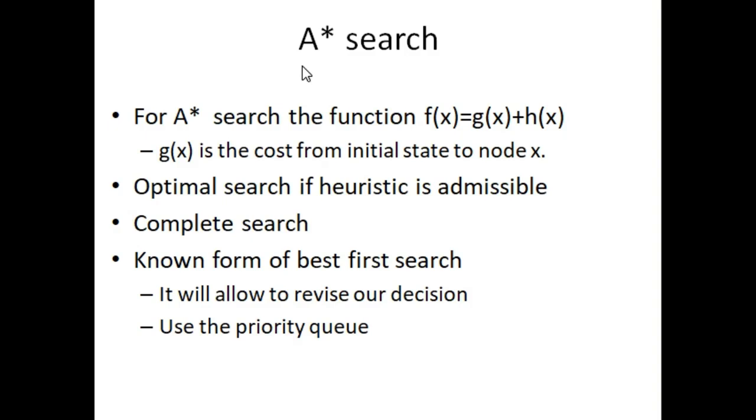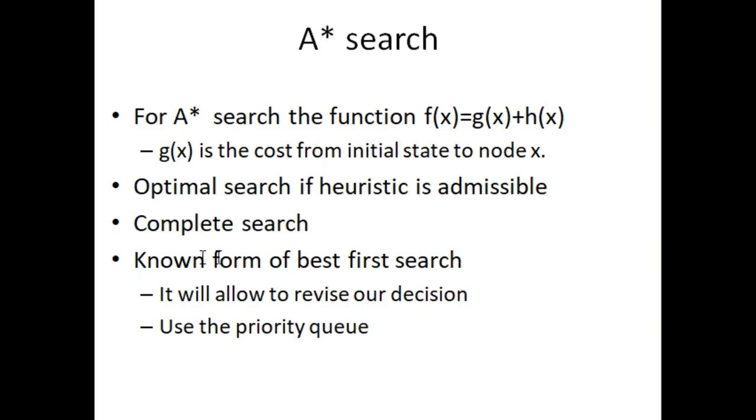So the third property of this search technique is that A star search is a complete search. What is the meaning of completeness? It gives the assurance that it will find the goal if the goal is present in our search space.